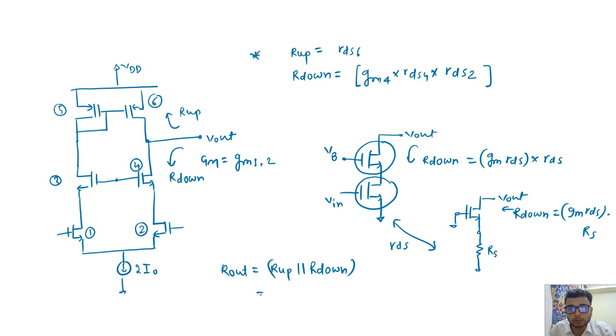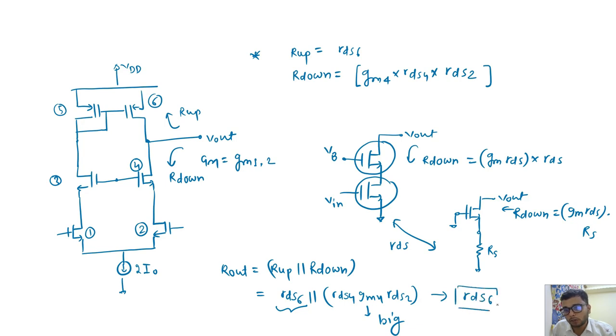The parallel of these two will come to RDS 6 parallel with RDS 4 gm 4 RDS 2. It is a big number, but it is still of the order of RDS, R naught only. So overall we are in the order of RDS 6 only, not much improvement. So what you will see, we will use the Cascode on the P side as well.